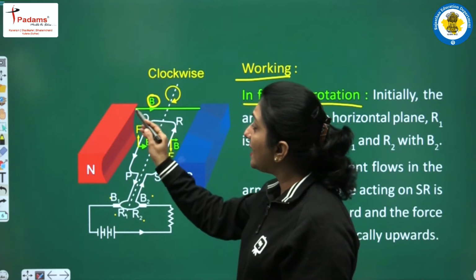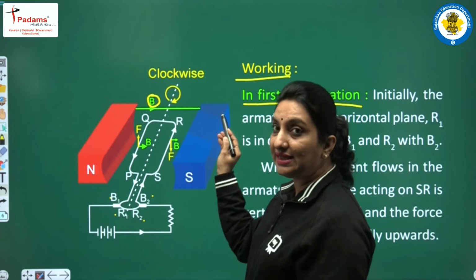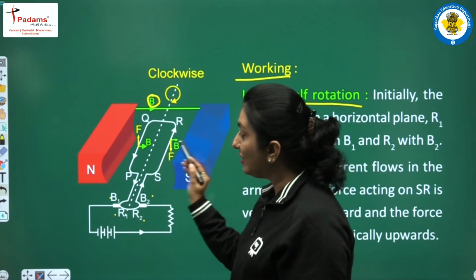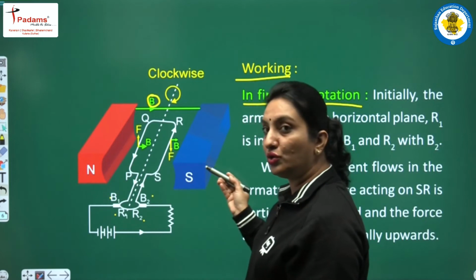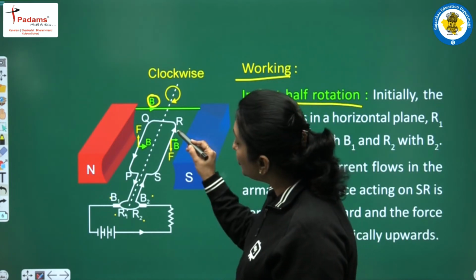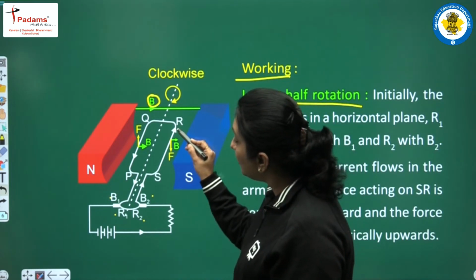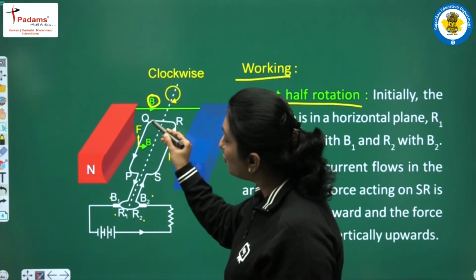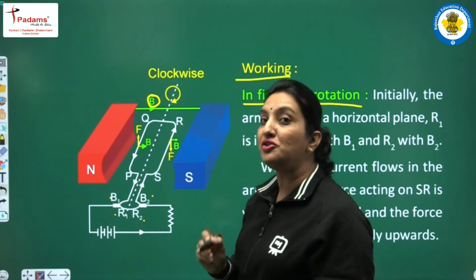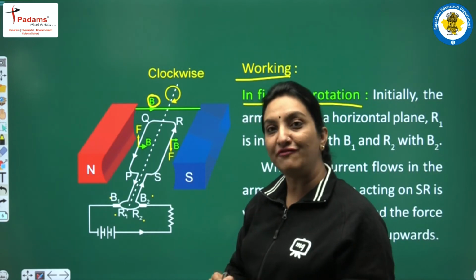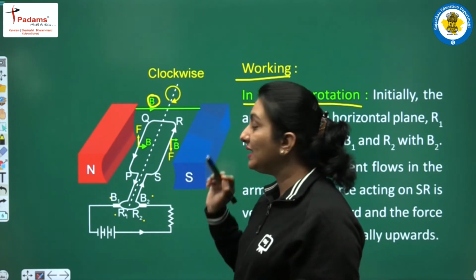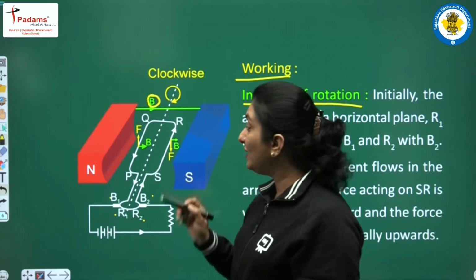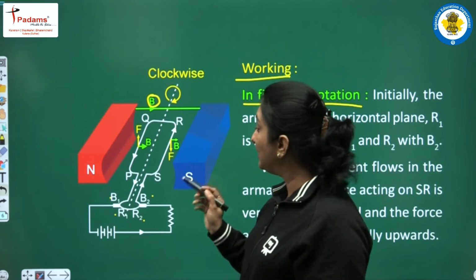Now students, the direction of magnetic field is in this direction. Here you can see I have shown the direction of the magnetic field. It is from north to south pole, and the direction of current here it is shown that it is from S to R, and here the direction of current is shown from Q to P. Then using Fleming's left hand rule, we can assess the direction of the force.